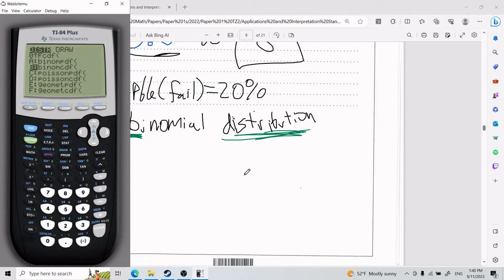Whenever you encounter a binomial distribution, first identify that you have only two options, right? Heads or tails, yes or no. These are your two main tools: you have PDF and CDF.